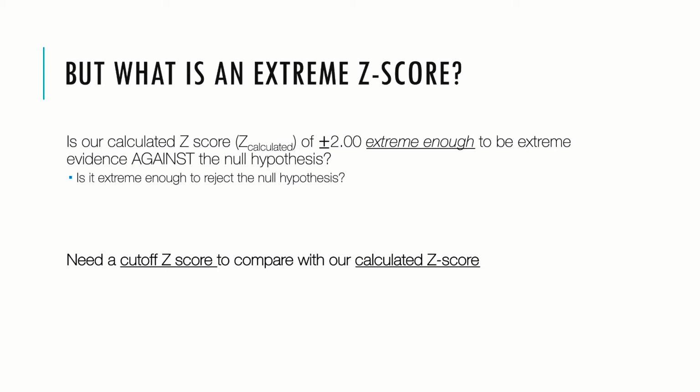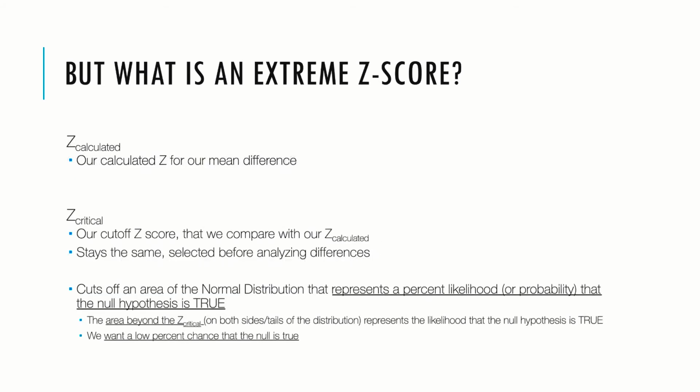But we need a cutoff score, and we compare our calculated z-score of 2.0 to that cutoff score. We can refer to these as z-calculated and z-critical. Z-calculated is the one we calculated. So right now we have a mean difference of 2.0. We also have a z-critical, which is our cutoff score. It's the thing we're comparing with our calculated. Our z-critical stays the same for all of our analyses. It's selected before our analysis starts. We say this is our z-critical value, that's going to be the cutoff. We can change our z-critical and make it more or less stringent, but oftentimes there's an accepted z-critical value, and usually what we do is try to make it more stringent, not less.